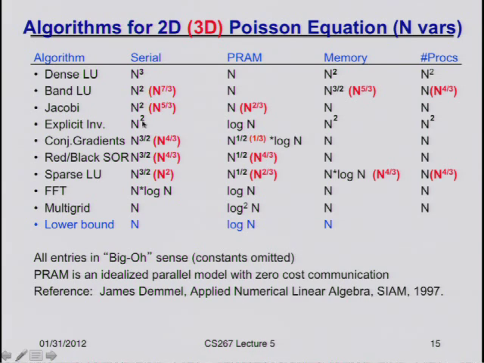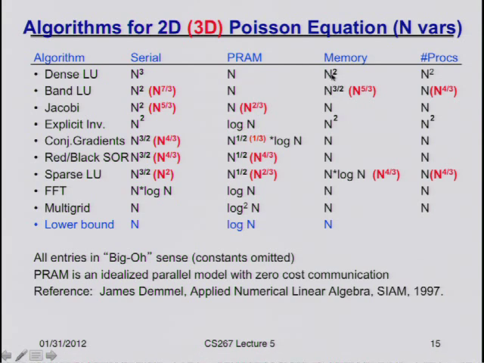So this column is just counting flops, serial complexity, how much work it is. This column says, in a magical model of parallelism where I can have as many processors as I want and communication is free, so it's kind of a dream world, this is how fast you could go. So this is sort of the limit on how parallel you could go. And the answer is you can get pretty close to log n. And log n is a lower bound.